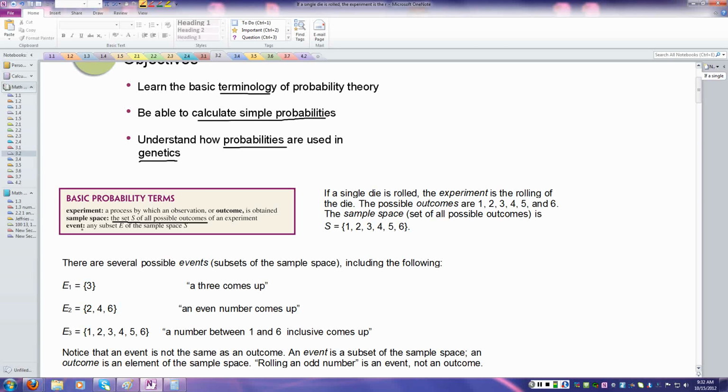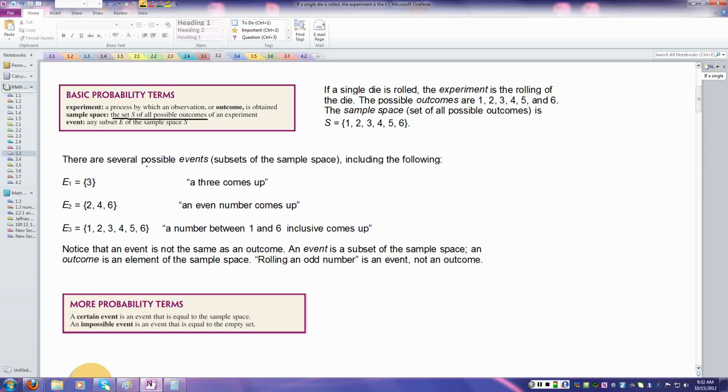And an event is any subspace of the sample space. So we're looking at possible events. So these are all going to be subspaces of the sample space. So it can be the sample space itself. So E1, E2, and E3. Here I just rolled a 3. Here I rolled a 2, a 4, or a 6. That would be the event happening if I rolled a 2 or 4 or 6, meaning an even number comes up. And then also E3, a number between 1 and 6 inclusive comes up. So this would be E3 happening.